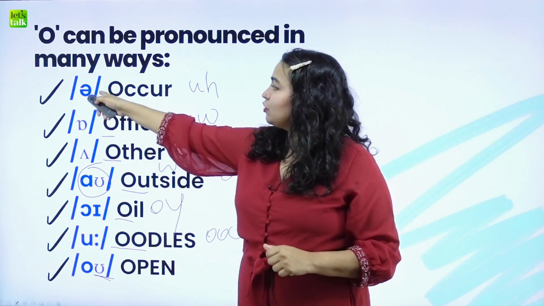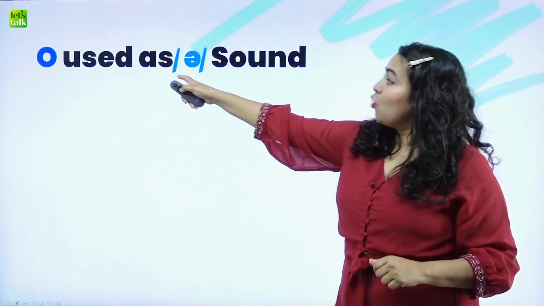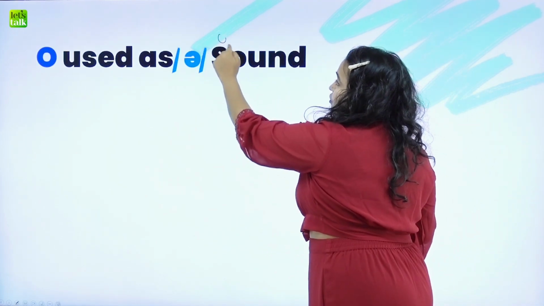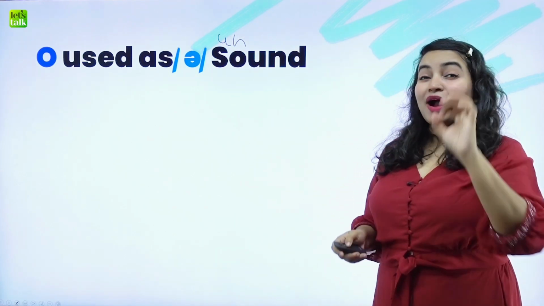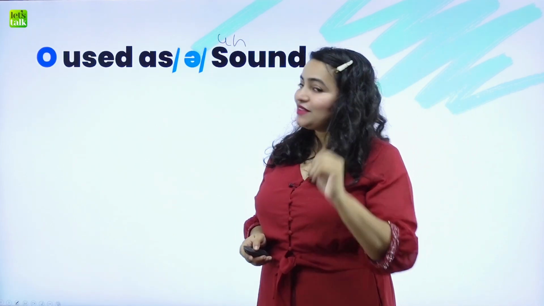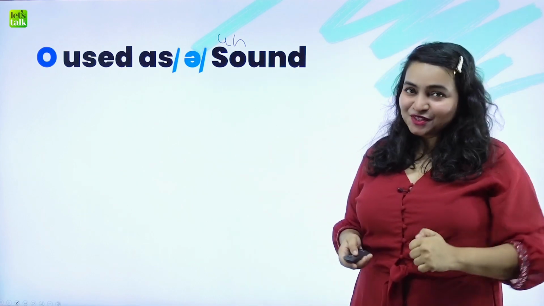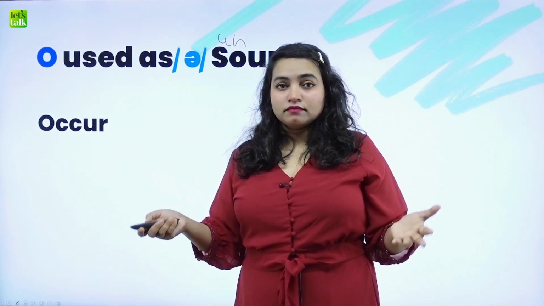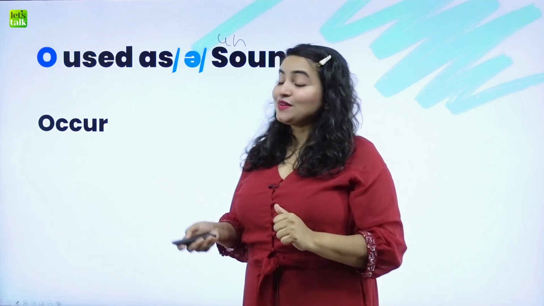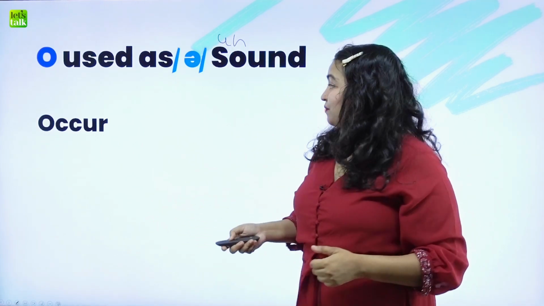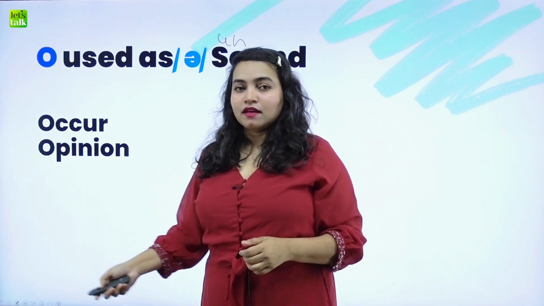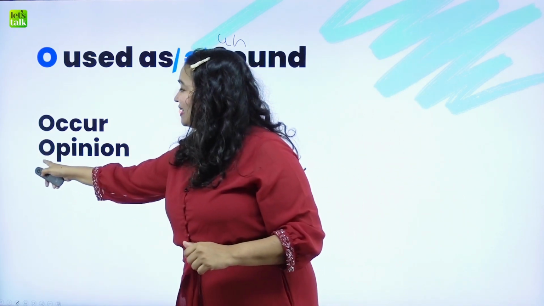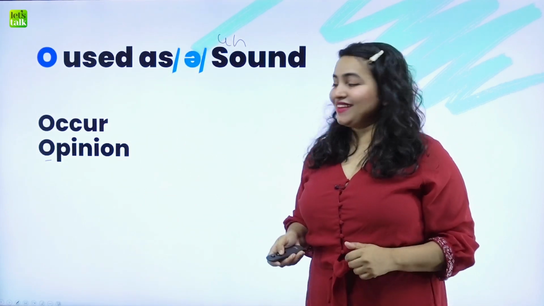So let's start with using the O used as the uh sound. Okay, just the uh sound. Now I can bet a lot of you are making mistakes with these words, which I'm going to show you. The first one, as you all know, is occur. Do you say occur? Well, don't. It's simply occur. Opinion. How many of you have said opinion? Well, now you know it is simply opinion.